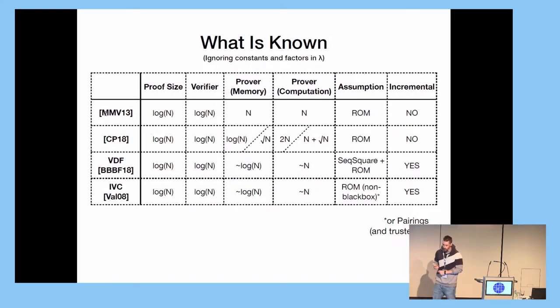And we'll see in a minute where this comes from. Let me mention that they also outline a trade-off where they managed to trade a little bit of prover computation for decreasing the prover memory. This in practice is very good, but this motivates the question whether we can get the best of both worlds.